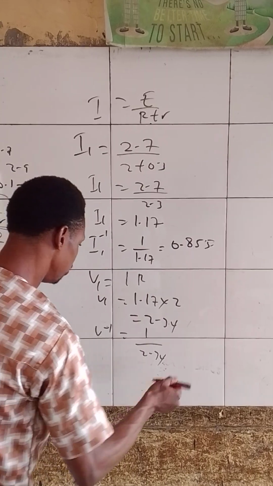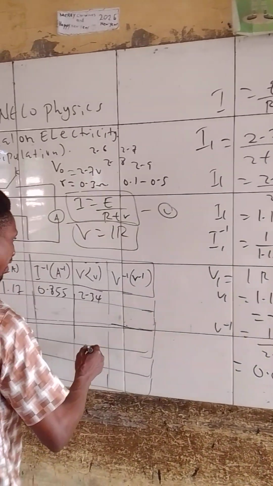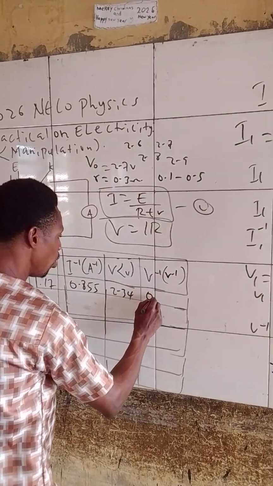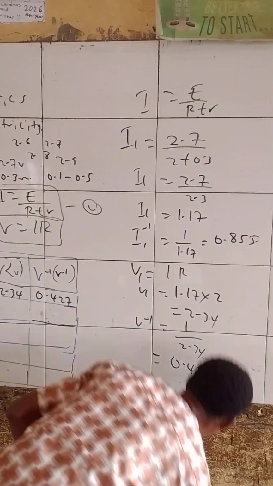2.34. And that gives me what? It gives me 0.427. Please take it in 3 decimal. Don't forget 3 decimal. That is 0.427. So I'm done with the first one.